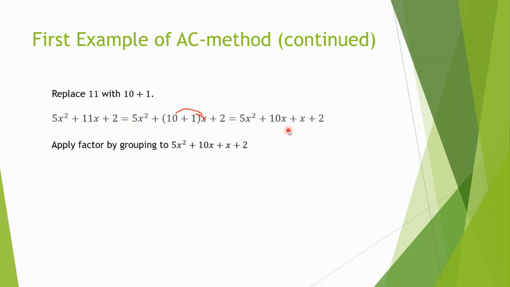Remember, you can only apply factor by grouping to a polynomial having 4 terms. And now we have one. So that's what we're going to do.